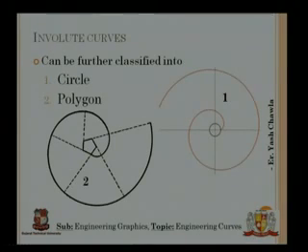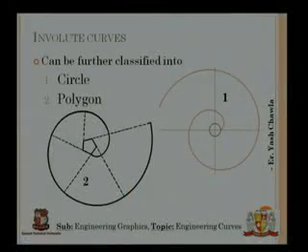So there are two types of involute curves. One is a circle and another one is a polygon. This just depends on the cross section of the cylinder. I'll take the same example again.